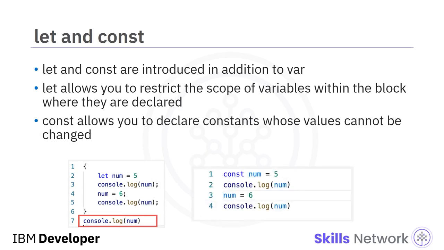Const allows you to declare constants whose values cannot be changed. Line 3 throws an error because num is defined as a constant whose value is 5. You can use both let and const in React programming.